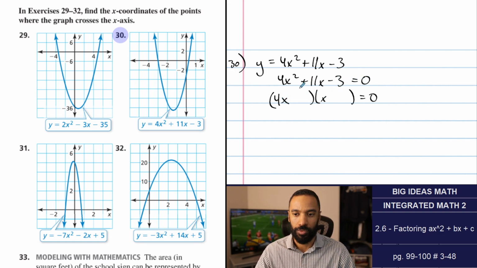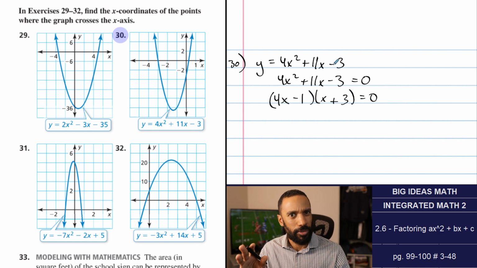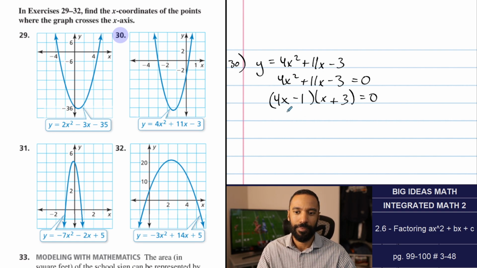Let's check things. 4 times 3 would give me a 12. That's going to get me close to 11. So let's try plus 3 minus 1. That's going to be 12 minus 1, which is 11. When I say let's try it, I mean I kind of already stumbled on it. So we're just kind of putting it in.